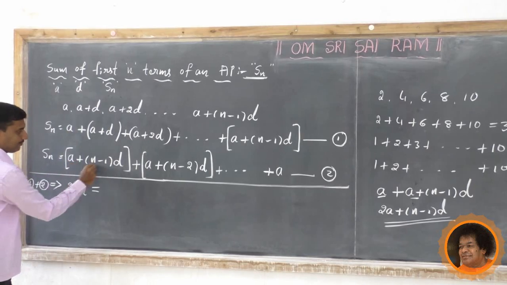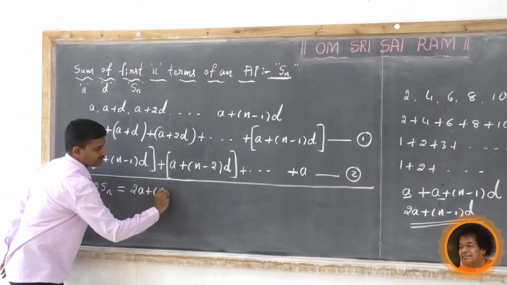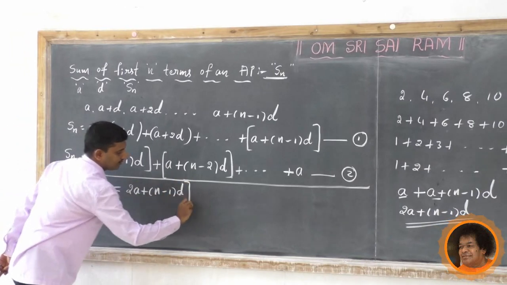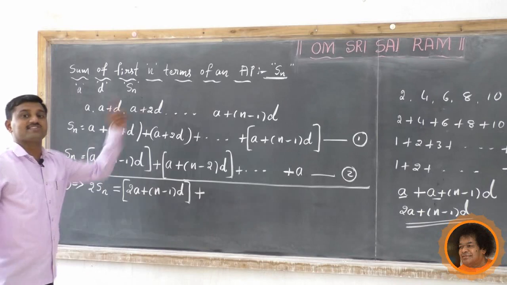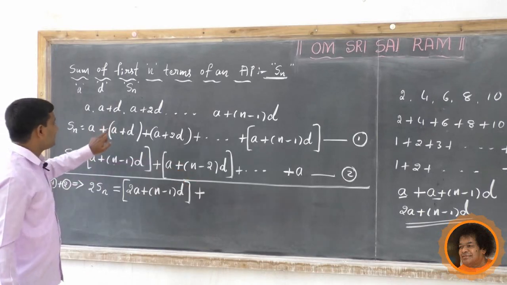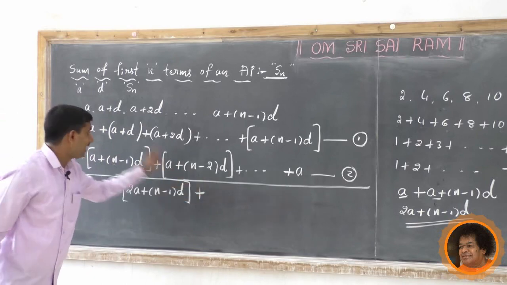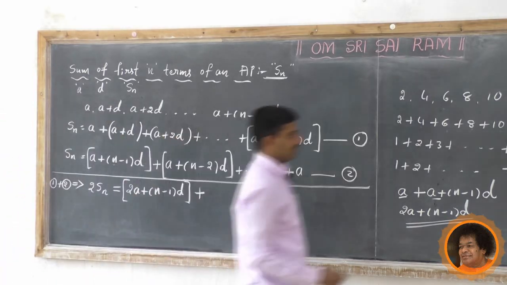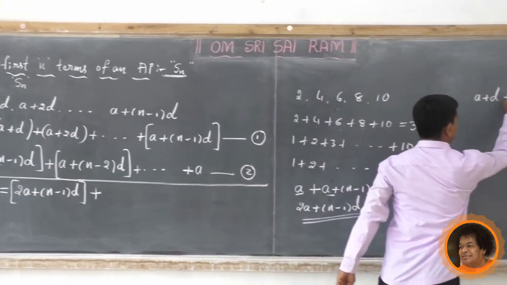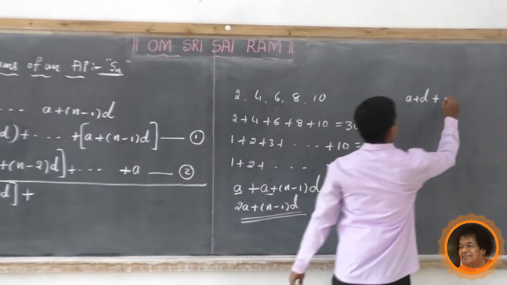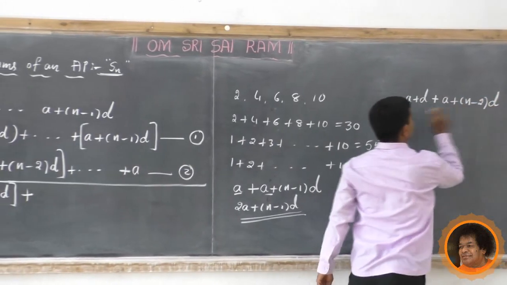Therefore, a plus a plus n minus 1 into d gives 2a plus n minus 1 into d, plus the second terms. The second term is a plus d, and here a plus n minus 2 into d. Now add these two terms: a plus d plus a plus n minus 2 into d.